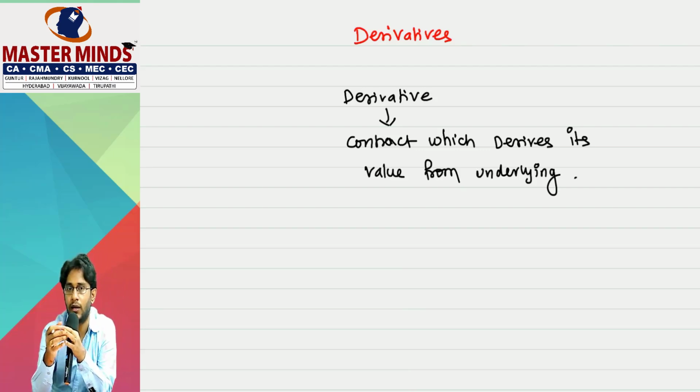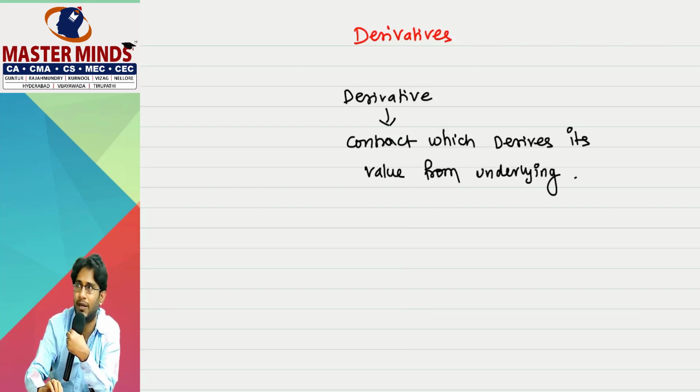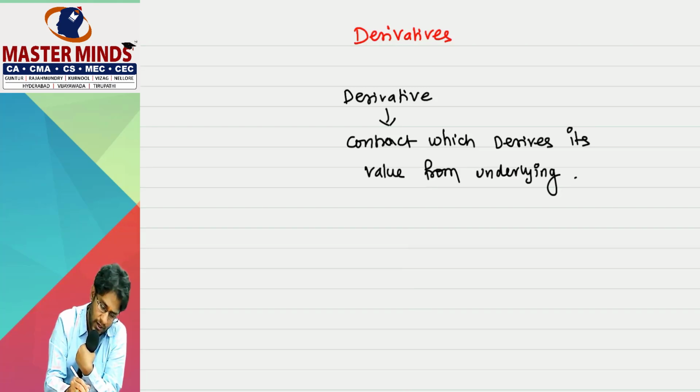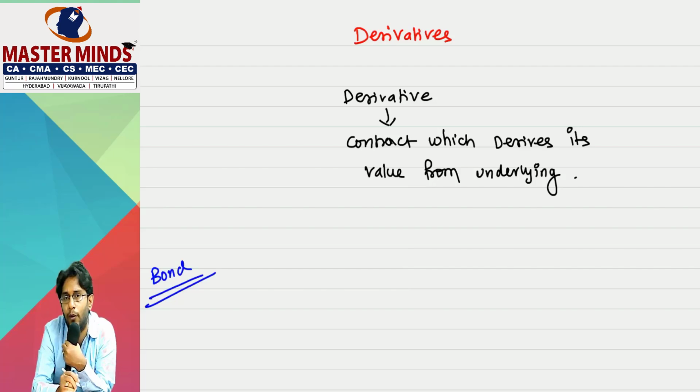So there is a contract. A contract's value depends on the value of something else. So a contract's value is not based on its own performance. A simple example, people have done with your AFM, or generally you see, there is a bond, sir. Bond is a debenture. If I ask you what is the value of the bond, how will you work out the value of the bond?